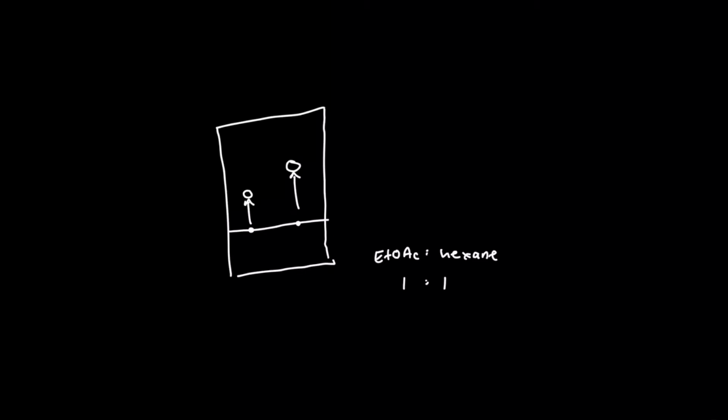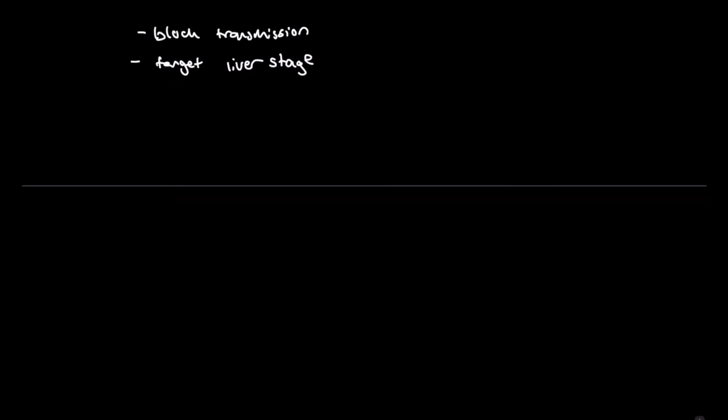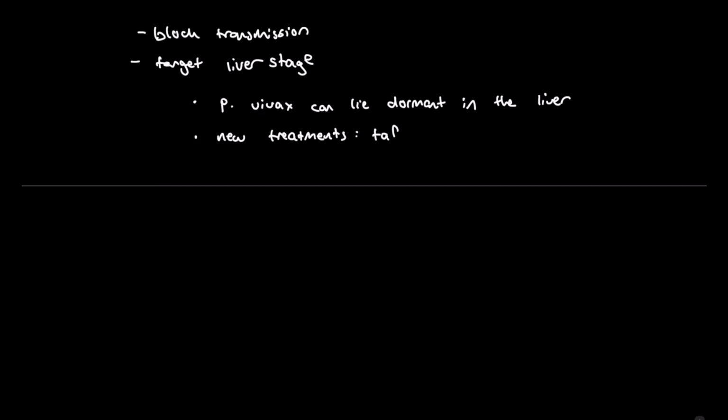In order to achieve disease elimination, drug discovery for the next generation needs to focus on blocking disease transmission and on targeting the liver stage forms of the parasite. An important barrier with respect to the elimination of malaria is the liver stage of the parasite life cycle, because P. vivax can remain dormant in the liver as hypnozoites for many months or years. The only way to deal with this is a new type of drug called tafenoquine.